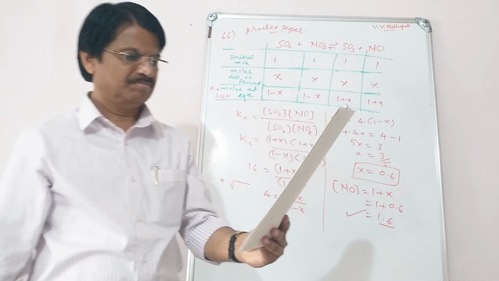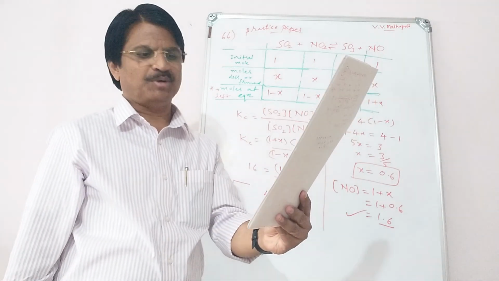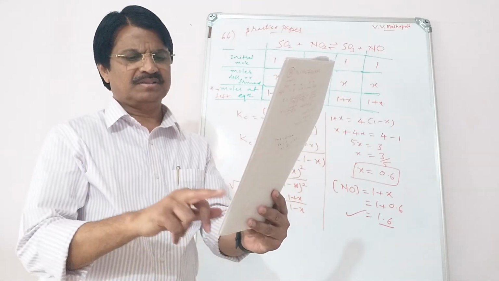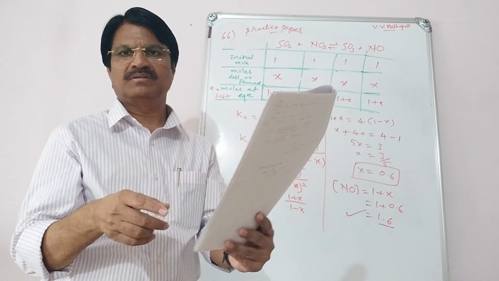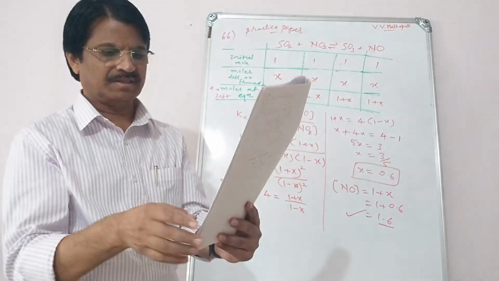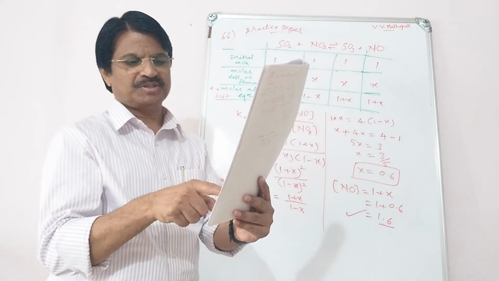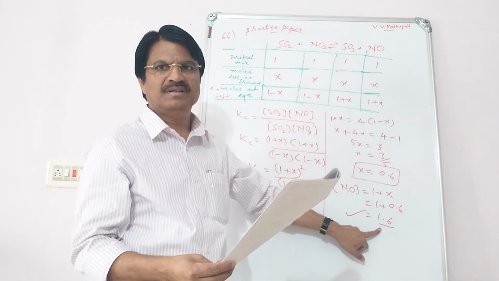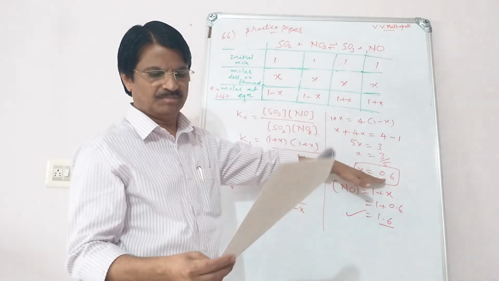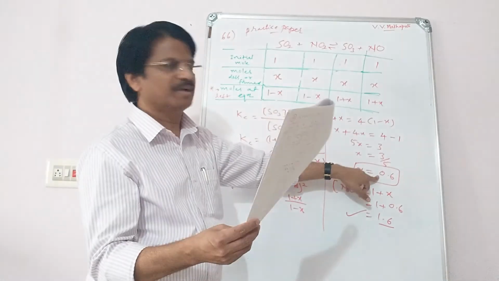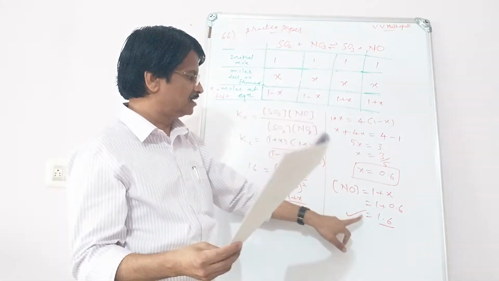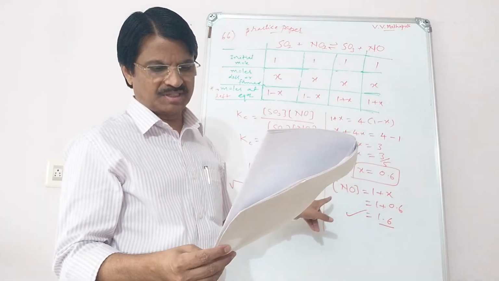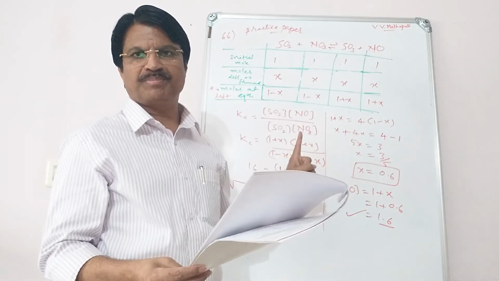In the options, the first option is 0.8, second option 0.6, third option 0.4, fourth option 1. But there is some correction, so you can correct it in your regular notes also. Because they are asking the concentration of NO at equilibrium, the answer is 1.6. If you find the x value, it is 0.6, and the second option is actually the x value. But according to the question, the answer is 1.6 because they are asking for the concentration of NO. So correct it: question number 66, second option, answer 1.6.